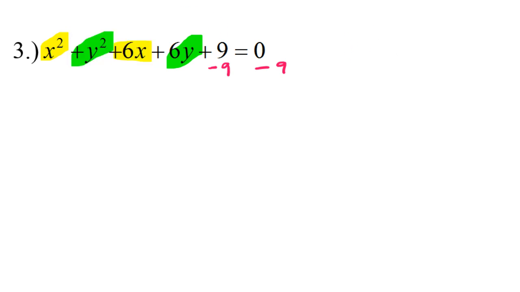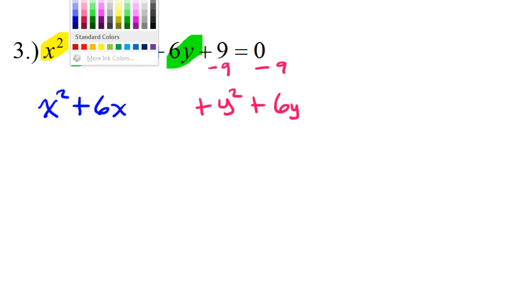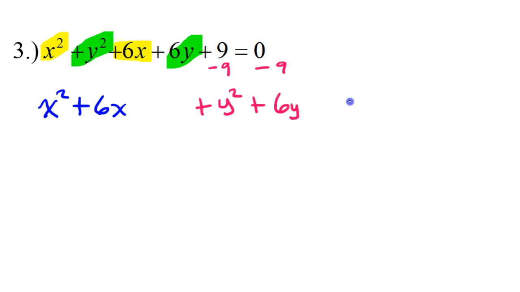So now I'm regrouping. So the x terms I'm going to put next to each other. So I have x squared plus 6x. They go together. I'm going to leave space to complete the square. Then I'm going to have my y terms. So I've got y squared plus 6y. They go together. So I've got plus y squared plus 6y. Okay, and again, I'm going to leave space to complete the square. Okay, and then on the other side of the equation, I have the negative 9.